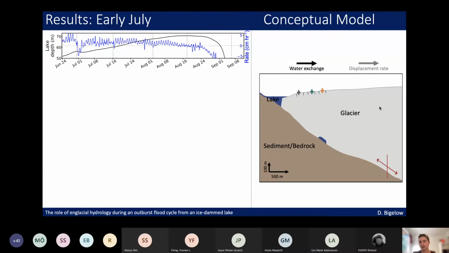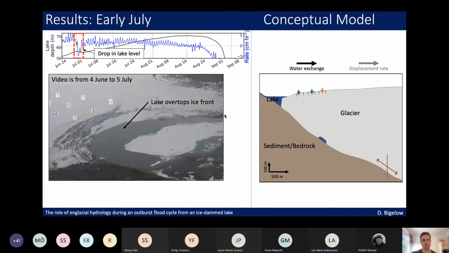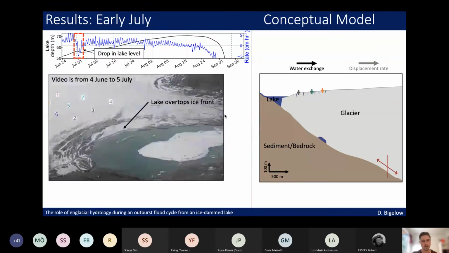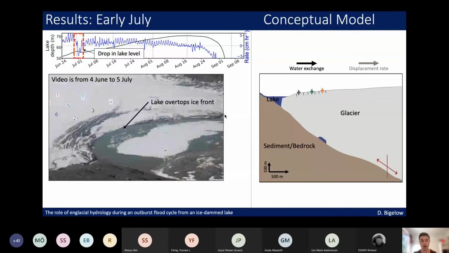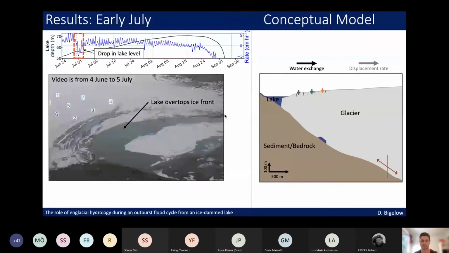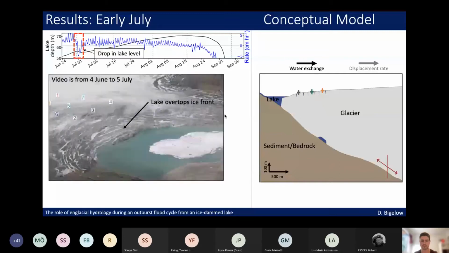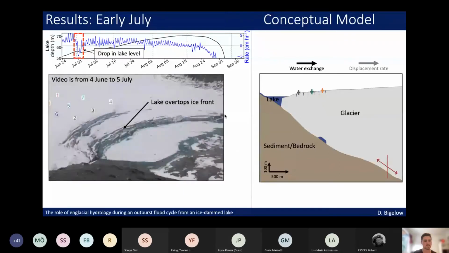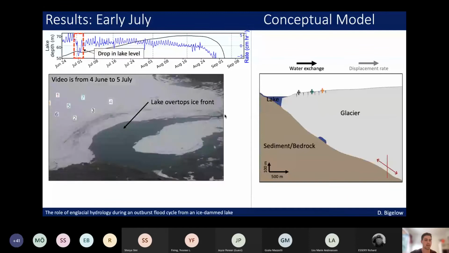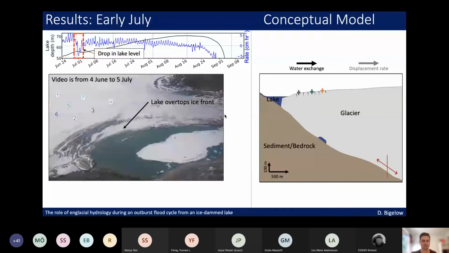We did a number of ice penetrating radar surveys to understand exactly what the bed looks like beneath the glacier. And on top here are the sensor positions on the ice shelf. So the first thing to note is that we had an interesting drop in the lake level in early July, and coming back to the time-lapse video, you can see that the lake initially overtops the ice front, which is interesting because obviously ice should float, and the fact that the water is overtopping the ice suggests that perhaps the ice was stuck to the bed initially.